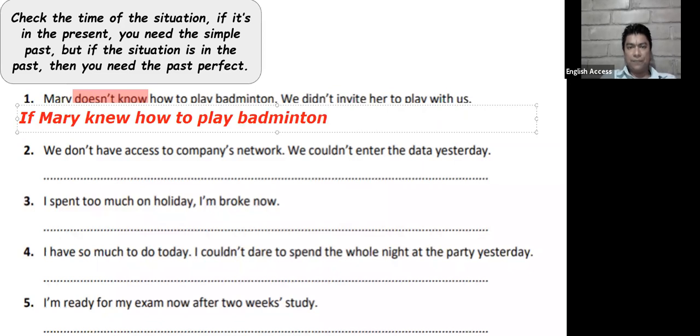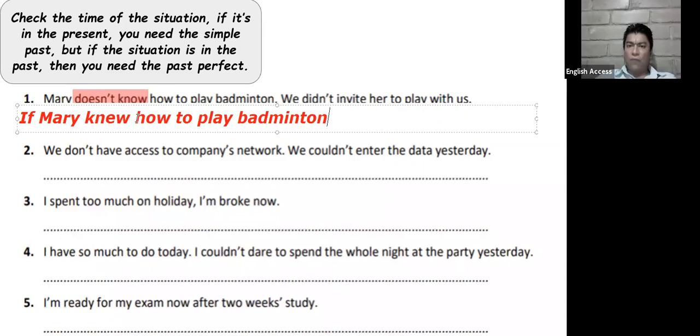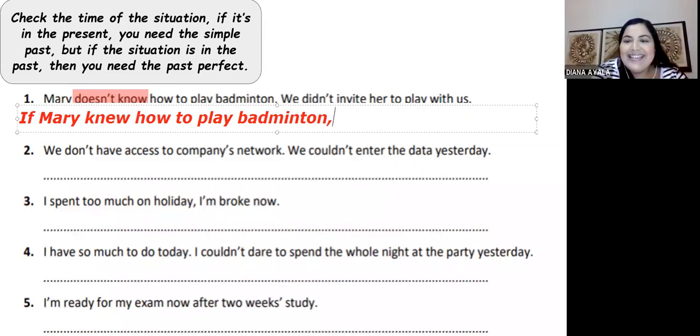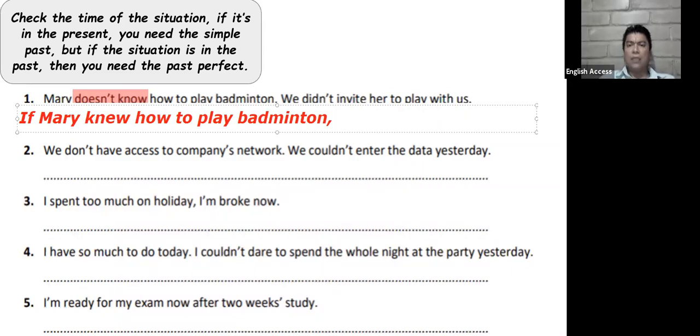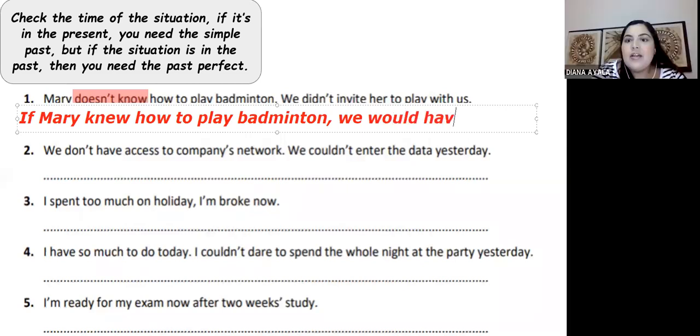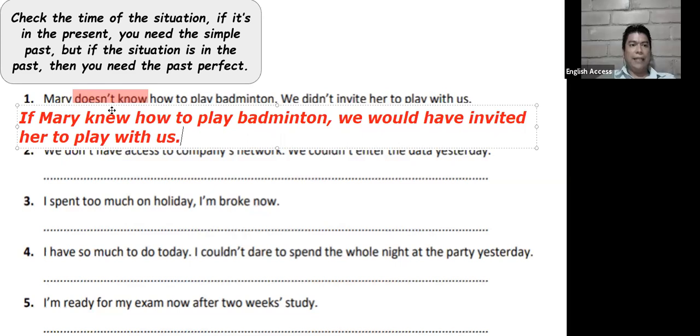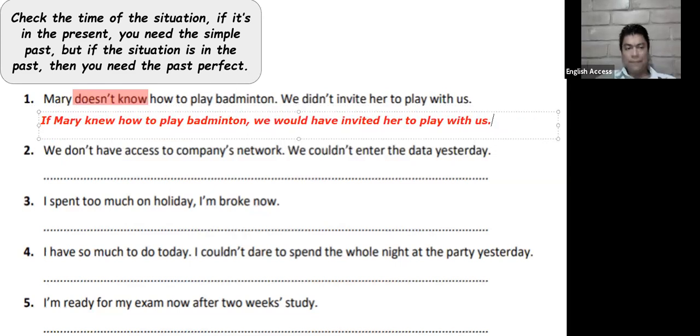What else? We would have invited her. Don't forget the comma. The comma. Yes. One of the most important things in the sentence, the comma. We would have invited her to play with us. There. And that's it. And that's complete.